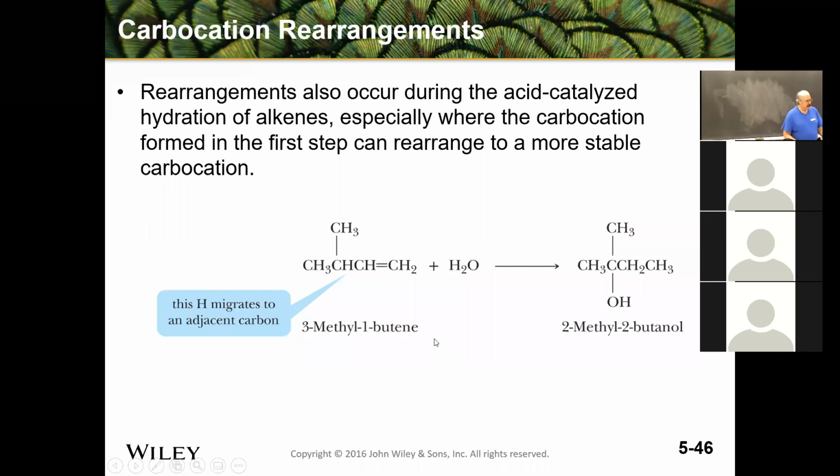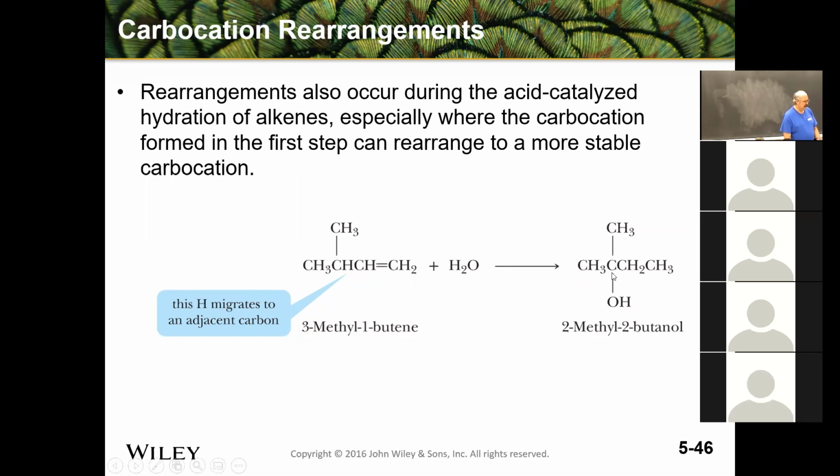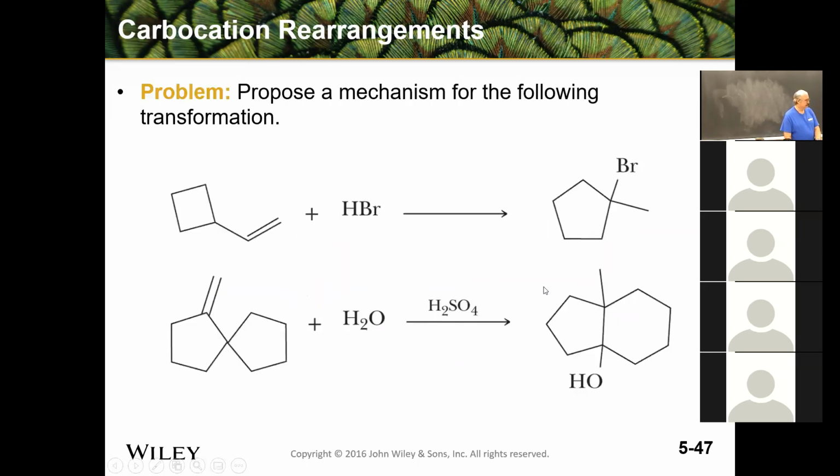We can also get rearrangements during acid-catalyzed hydration of alkenes, especially where the carbocation formed in the first step can rearrange to form a more stable carbocation. In this case, rather than a methyl shift, it would be a hydride shift. So hydrogen would move over, and this would be the major product. Here are some other rearrangements that could take place.